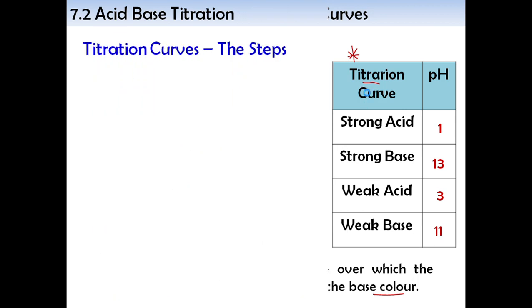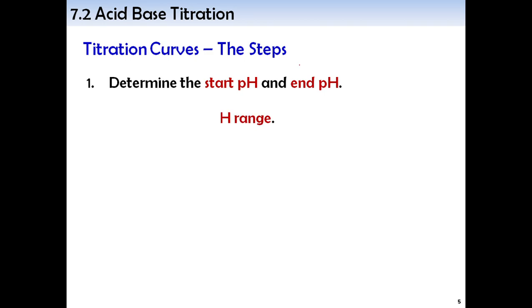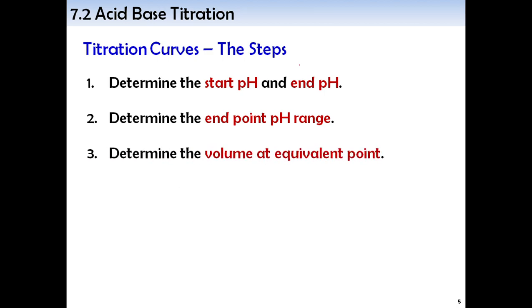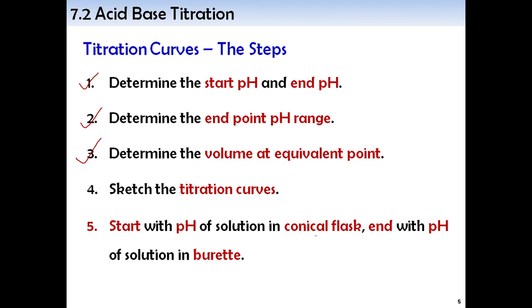We move to the next part for this video, which is the titration curve. I'm going to explain the steps first on how we're going to sketch the curve. So firstly, you have to determine the starting pH and end pH. So ini saya akan explain nanti. Second step, determine the endpoint pH range. The third step, determine the volume at equivalent point. So bila awak dah ada ketiga-tiga value ini, baru awak boleh sketch the titration curve. You must start with the pH in conical flask and end with the pH of solution in burette.